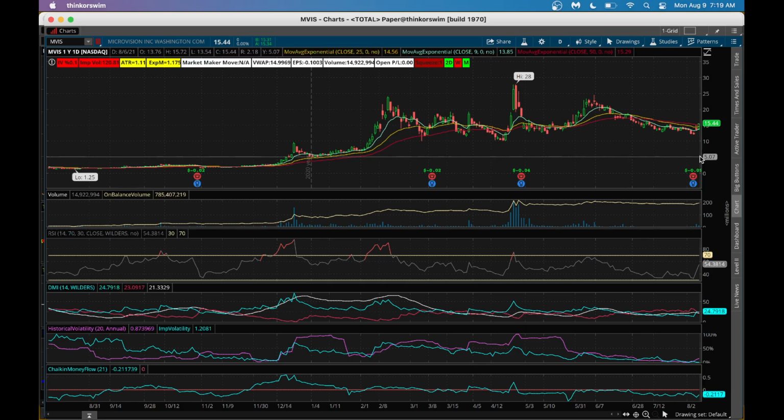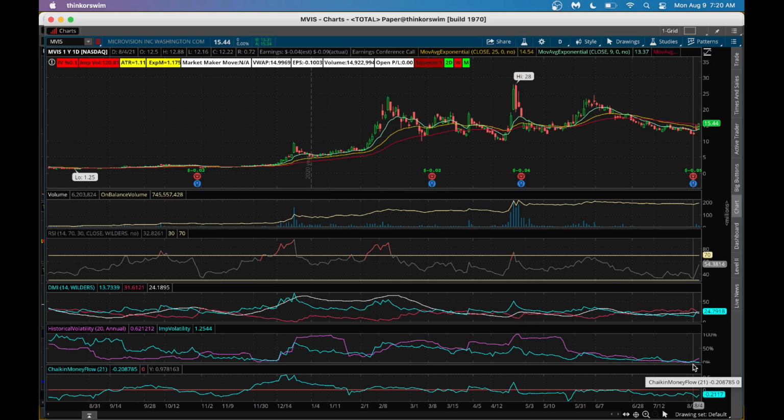So as you can see here right now, from a volume perspective, nice volume. On-balance volume is trending up. That's good. RSI shot up. That happens when the stock goes up like this, as you can see here. And from a DMI chart perspective, you got a bullish crossover right here. That tells you the stock is going to go up. And then we got volatility pretty much low. This is what we want to see.